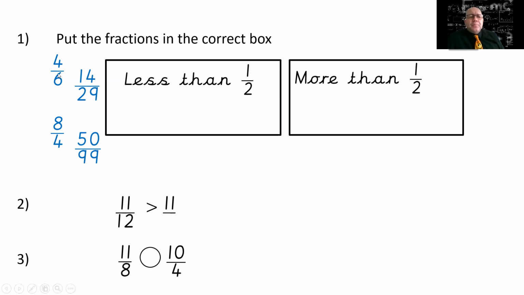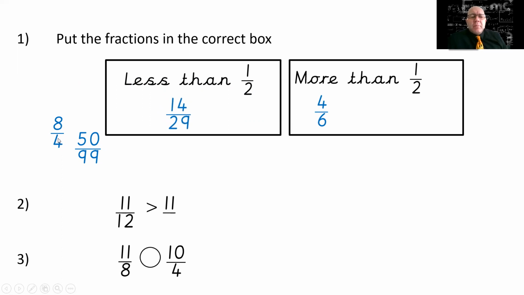So for example, here we've got 6 as our denominator. Now 6 divided by 2 is 3, which means that 3/6 is a half. So we've got 4/6. So 4/6 must be more than a half. Hopefully that makes sense. If we look at 14/29, a bit trickier now, but if we halve 29, we're going to get 14.5. And here we've only got 14. So 14/29 is going to be less than a half.